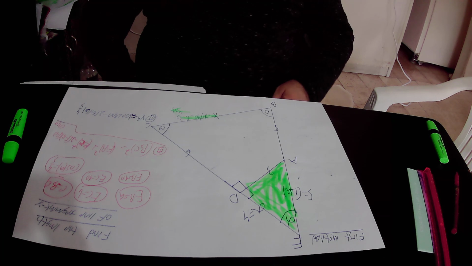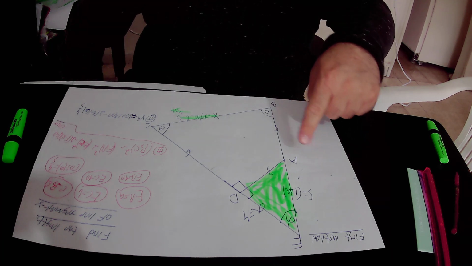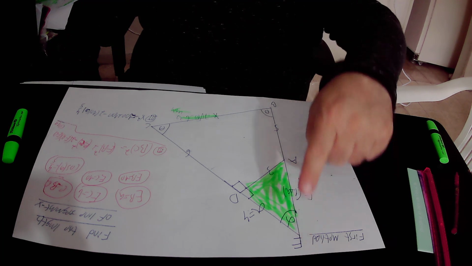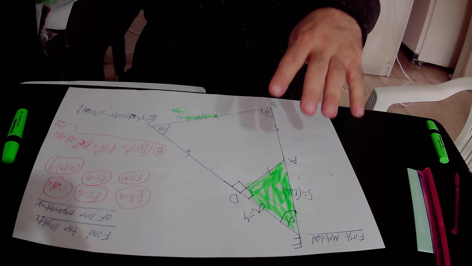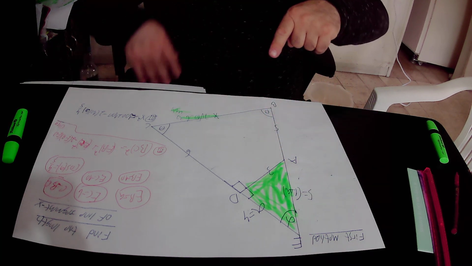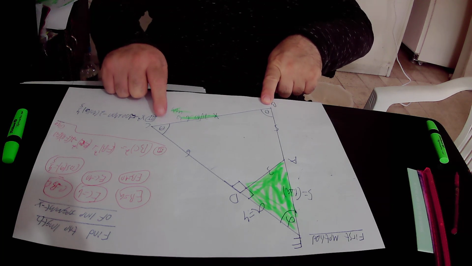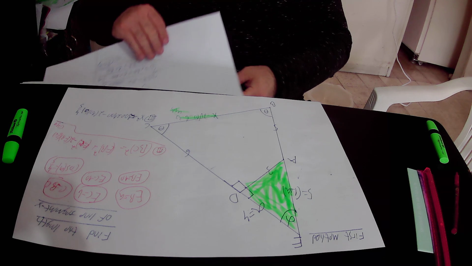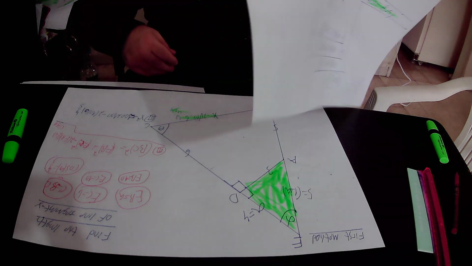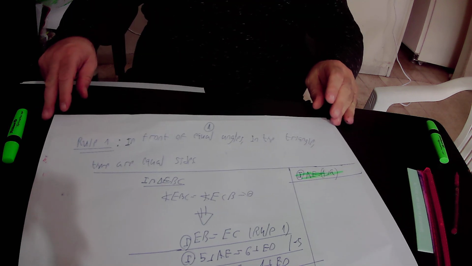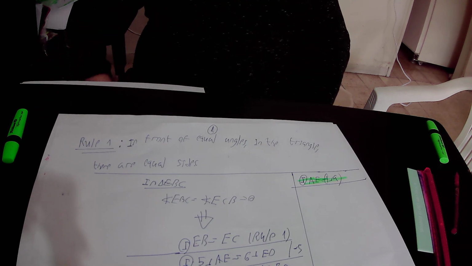So here we did a construction. We extended side BA and side CD by a straight line until they intersect with each other at point E. So we created here a triangle EBC that has two angles that are equal to each other. Those two angles are both equal to theta. Then I presented to you rule number 1. According to rule number 1, in front of equal angles in a triangle, there are equal sides.